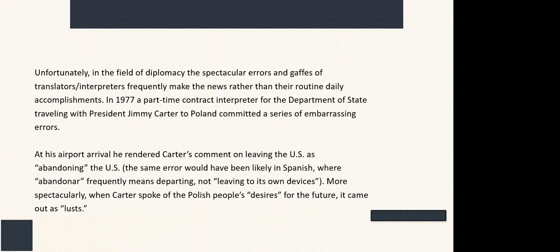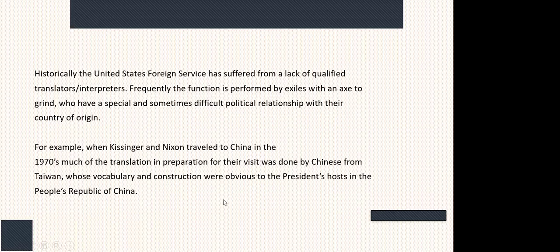Also, as Carter spoke to the Polish people about their desires, it came across as their lusts, in the sense of lujurias, or their passionate desires, or something like that. Pretty much, I think that's the meaning that came across, and of course, that sparked a level of discomfort and also maybe humor. And that's the kind of mistake that politicians pay for in diplomacy.